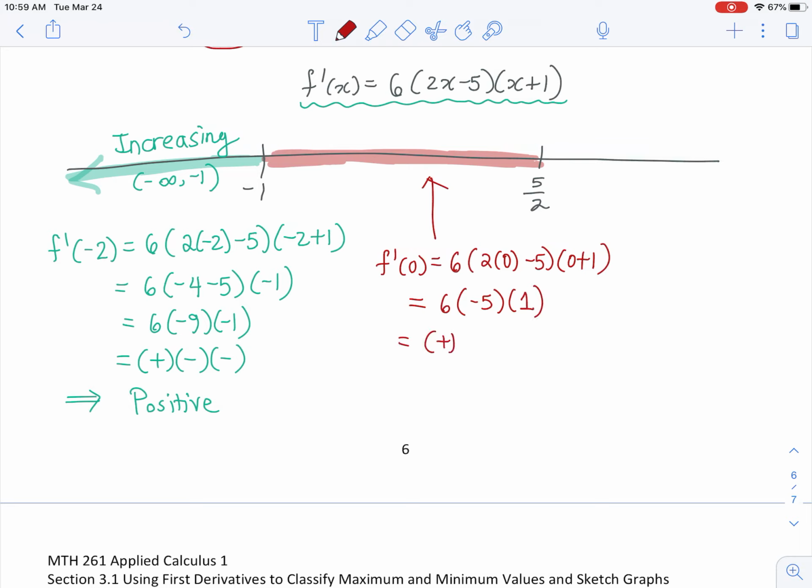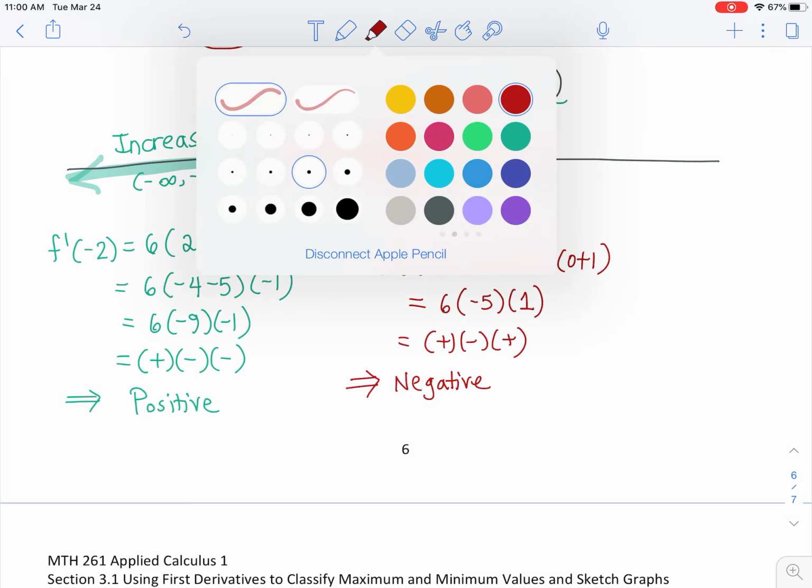Look, we're multiplying a positive times a negative times a positive. What will be the sign here? The sign will be negative. Therefore, what we know is from negative 1 to 5 over 2, our function is decreasing. Notice that it changed, right? It was increasing to the left, decreasing to the right. So we're going to say that is a relative extrema, and we'll tell which one it is after sketching a quick graph, okay?